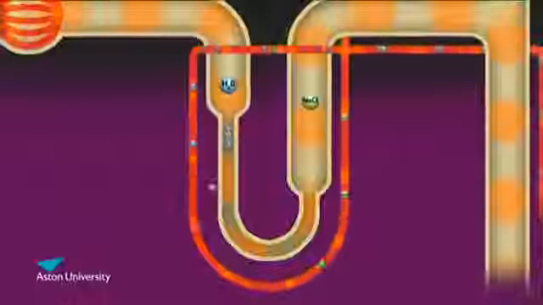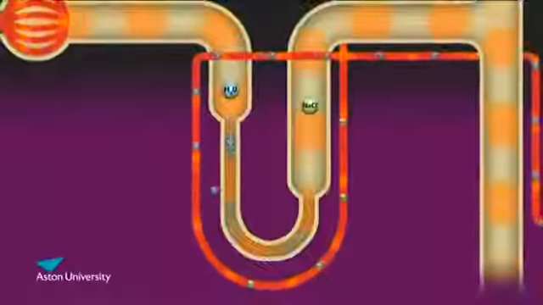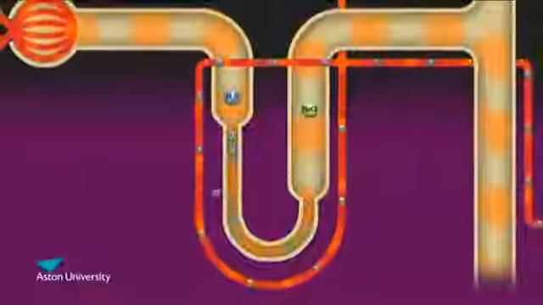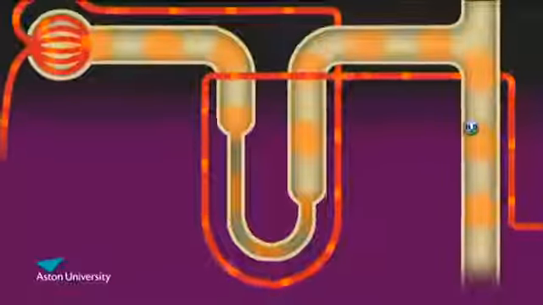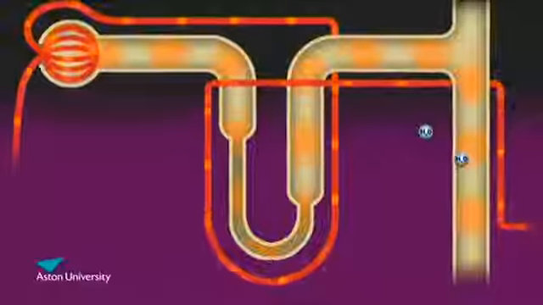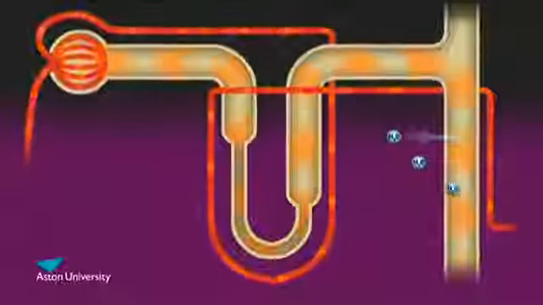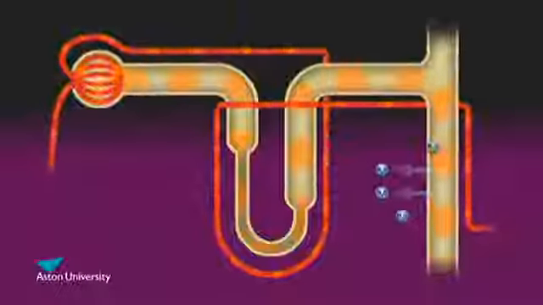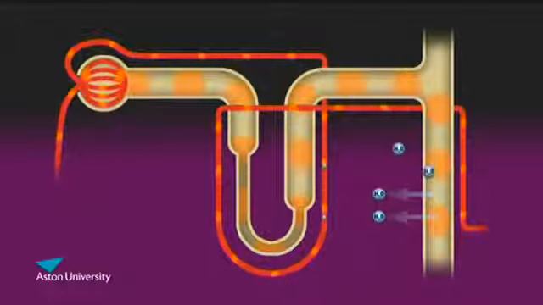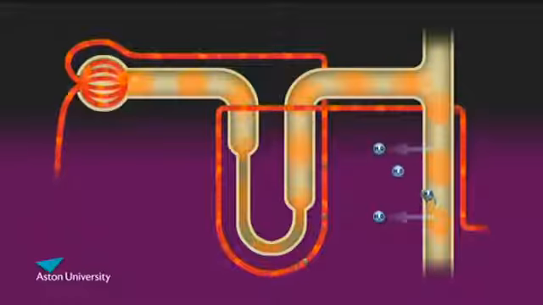Essentially, the medulla acts as a sponge, retaining and releasing water to address the water requirements of the body. ADH acts on the collecting duct to make it permeable to water, allowing water to move into the hyperosmotic medulla, where it is drawn up by the vasa recta and returned to the body.